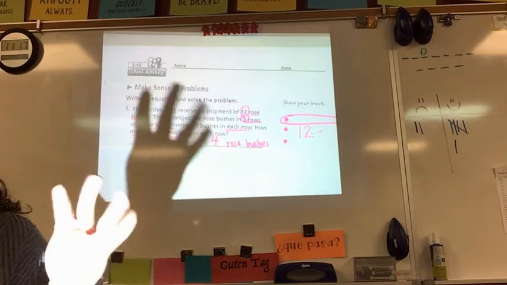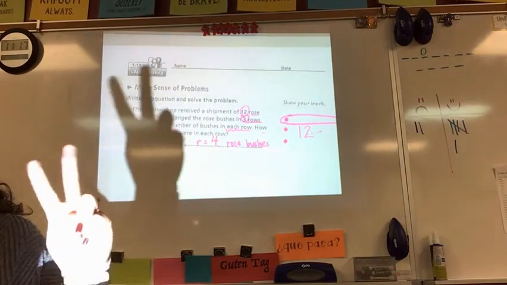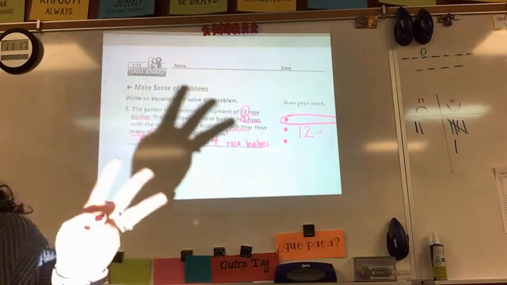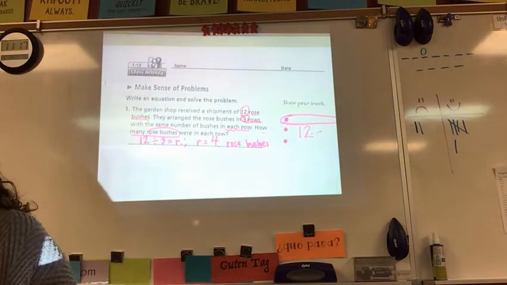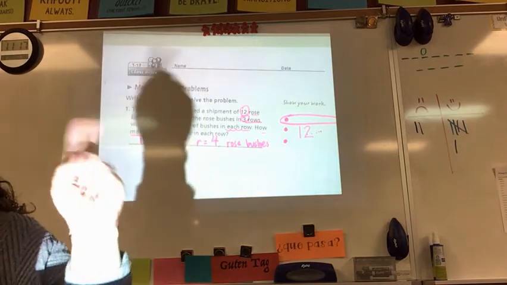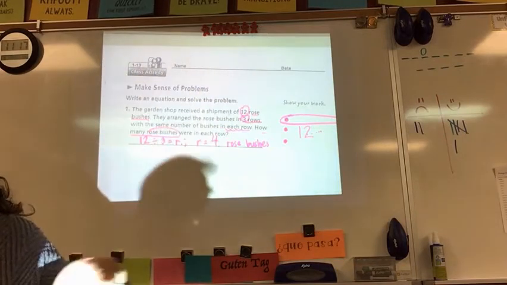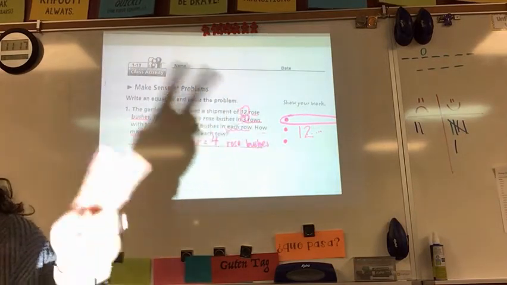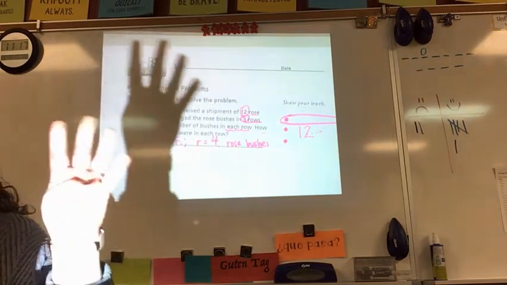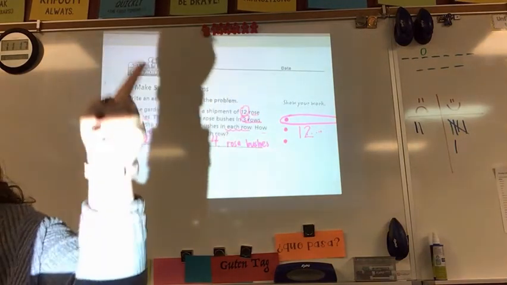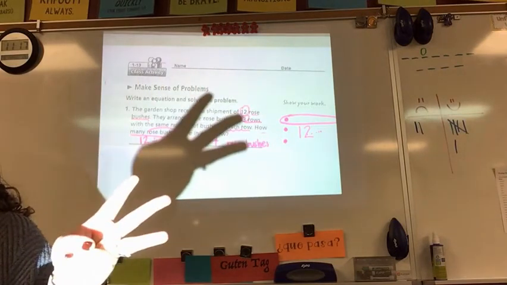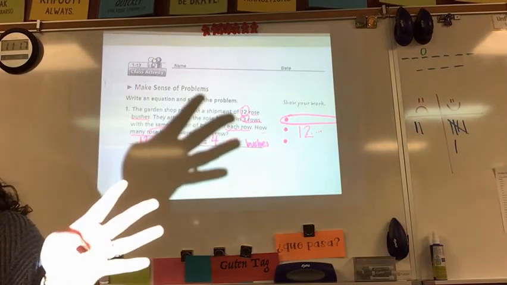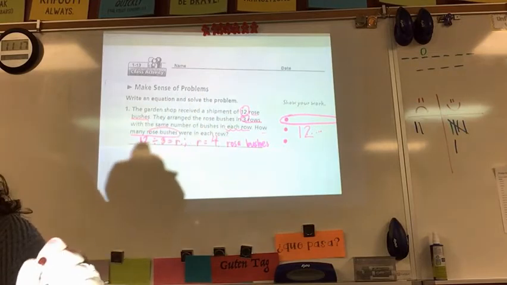What are the 4 things you need? Picture, equation, answer, label. I'm not convinced you guys know the 4 things. I need to hear it from you. What are the 4 things you need? Variable. Picture, equation, answer, label. This time it's just you. Picture, answer, equation, label. That'll work. Okay, here's your problem.